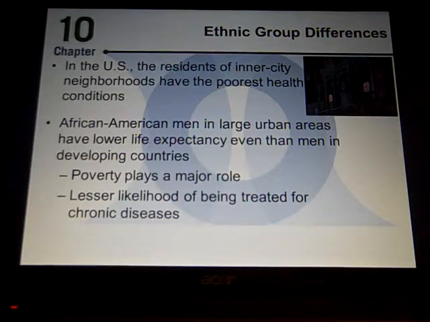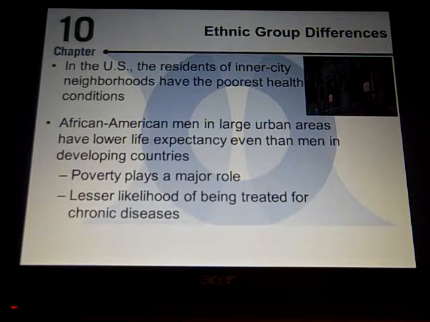In the U.S., the residents of inner city neighborhoods have the poorest health conditions. African American men in large urban areas have lower life expectancy, even than men in developing countries. Homicide rates, for example, among African American men, specifically in inner cities, are at epidemic levels. I mean, they're extremely high. We'll talk about that at a later point in time.